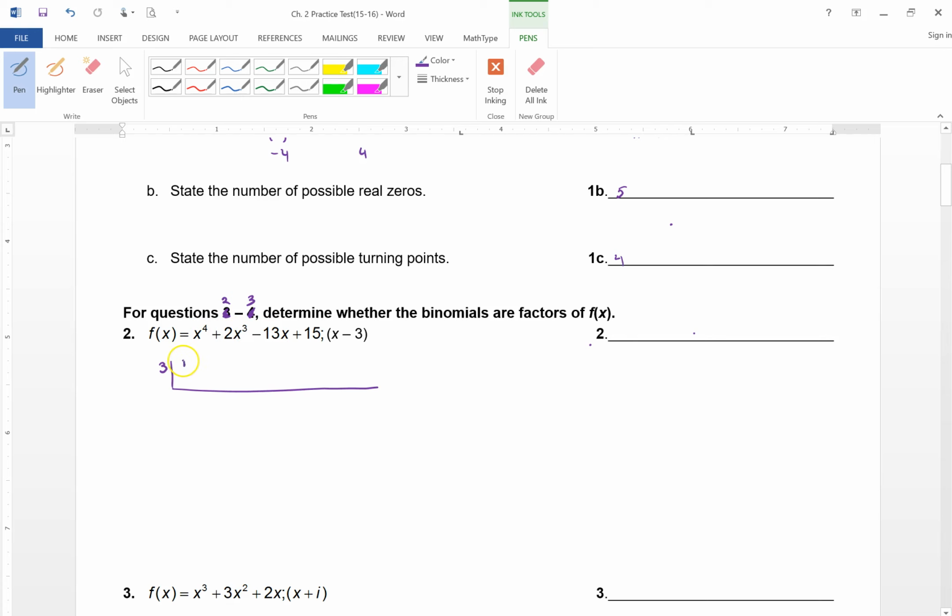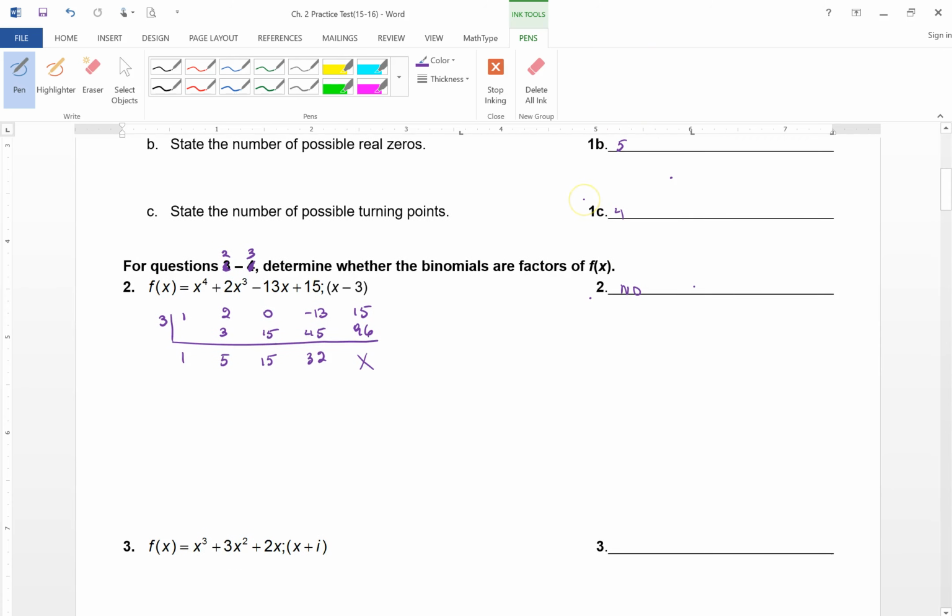So I have 1, 2, 0, -13, and 15. 1 comes down. We have 3, 5, 15, 15, 45. What do we get here? 32 times 3, 96. Clearly, this is not going to be 0. So the answer is no. Okay, I'm not necessarily concerned with the actual value at this point because I haven't specifically asked.